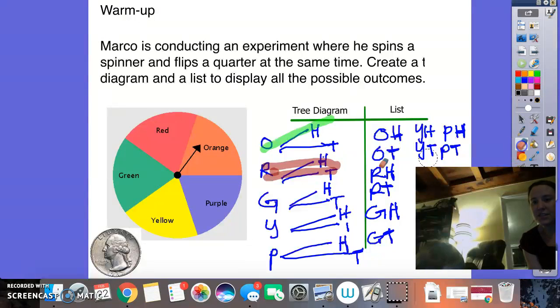But if I just asked you, what's the probability of spinning orange? If I'm looking at my tree diagram, I have 2 outcomes that involve spinning orange. I have orange with heads and orange with tails. And so the probability of spinning orange would be 2 out of 10.